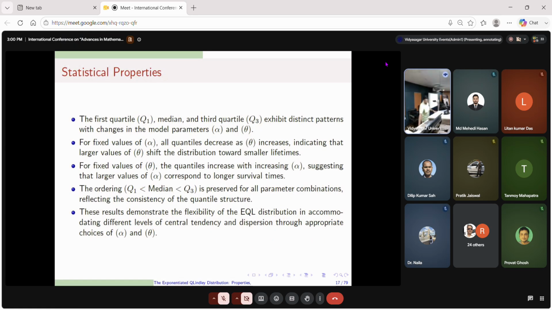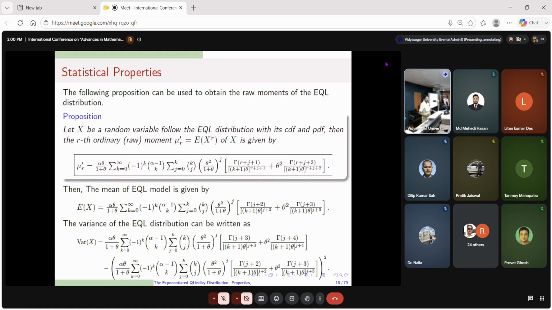And the next part is moments. Once you develop a particular distribution, obviously we have to determine some moments. Moments means it may be the first moment, second moment, whatever, raw moment or central moment. But here I have derived the first raw moment of that particular proposed distribution, and these are the raw moments.